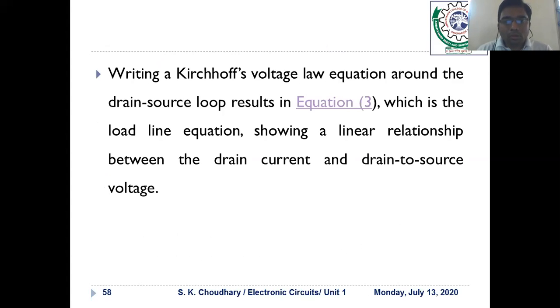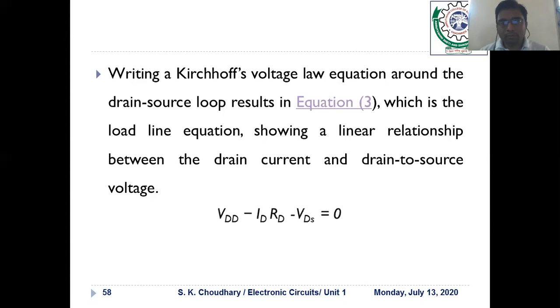To draw the load line, we first have to write the load line equation. If you see the previous lecture, by using Kirchhoff's voltage law, KVL, around the drain to source loop, we defined equation number 3. I will rewrite the equation here, which is actually the load line equation, showing the linear relationship between the drain current and the drain to source voltage. So how to write the load line equation? By using the KVL around the drain to source loop, meaning the output loop.